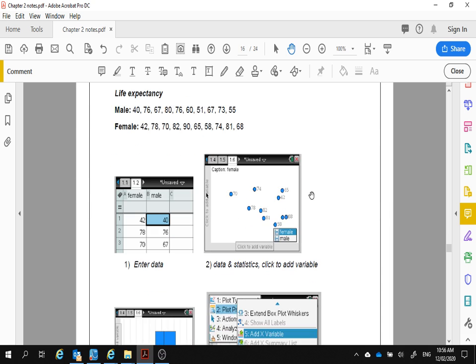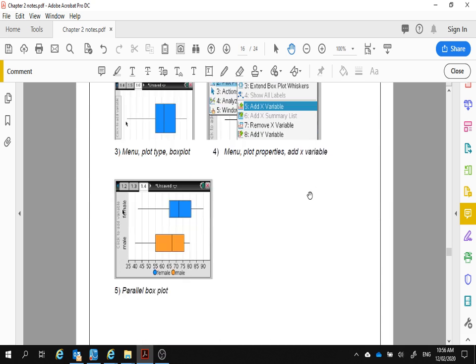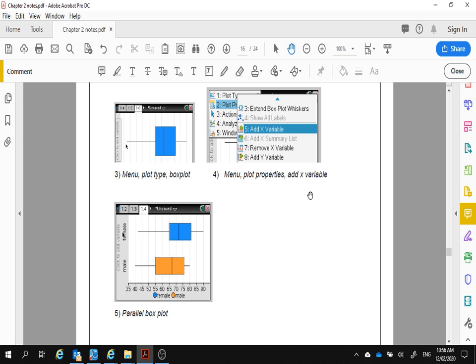And how to do them on your calculator. Okay, you enter in both your data and then you just add them twice.